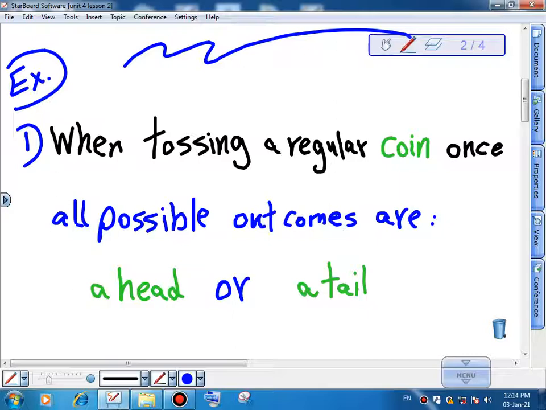When we toss a regular coin, a one pound coin like this, once, all possible outcomes are either a head or a tail. We have only 2 outcomes. So the number of all possible outcomes that I will get is either a head or a tail, no more than that.